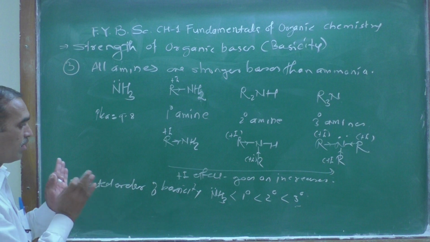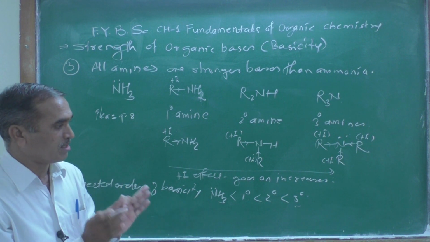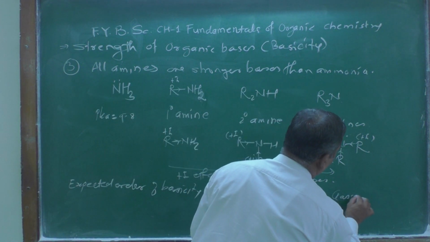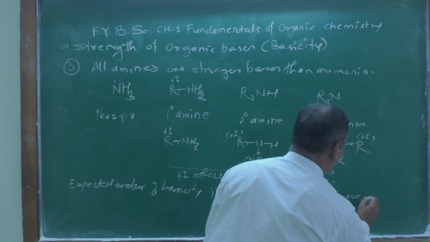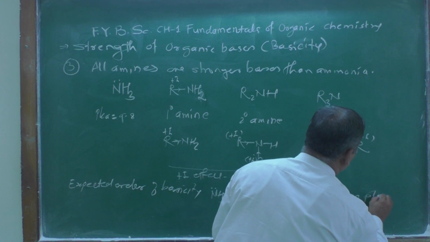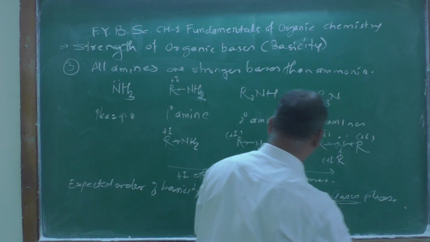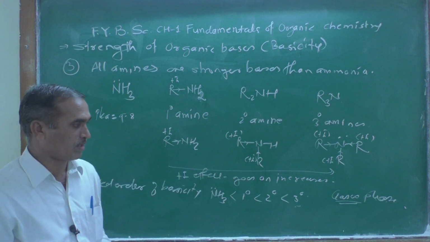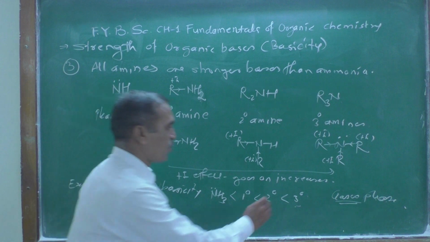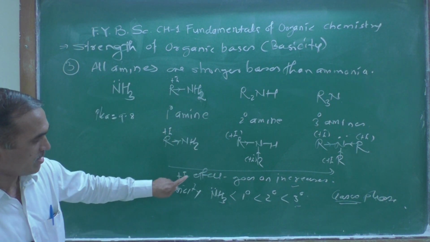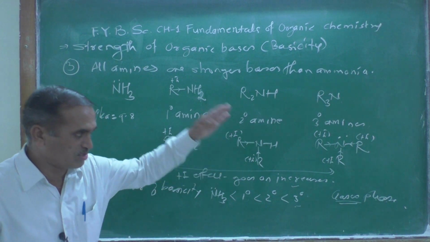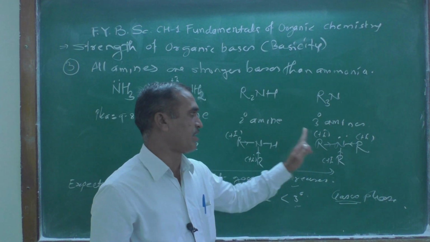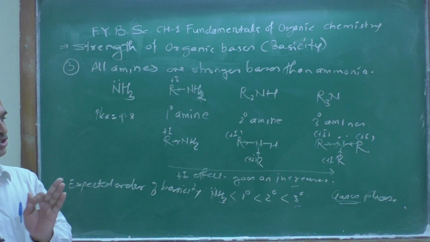the actual order of basicity, if it is measured in the gaseous phase, then the expected order of basicity and the actual order are found to be the same, because as the plus I effect increases, the basicity goes on increasing, and therefore there are 3 plus I effects, and due to this reason the tertiary amine is the strongest base.